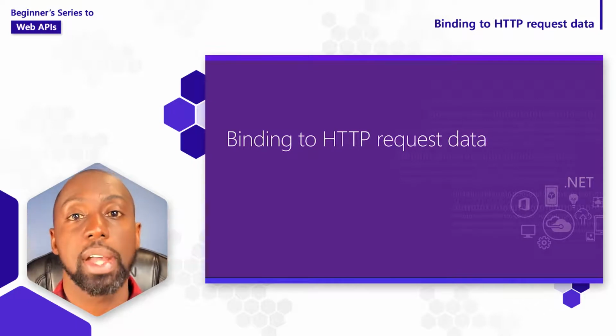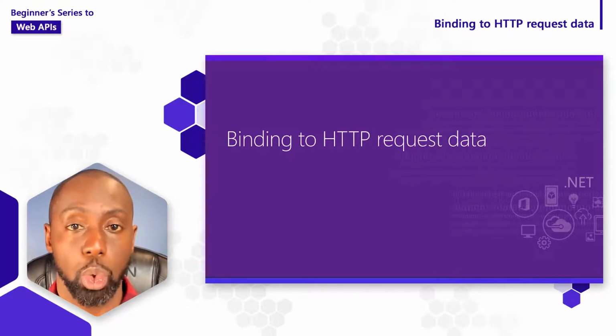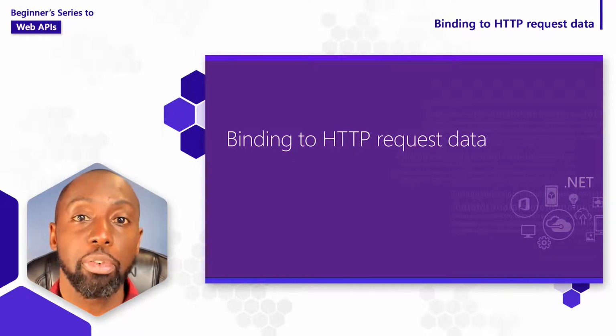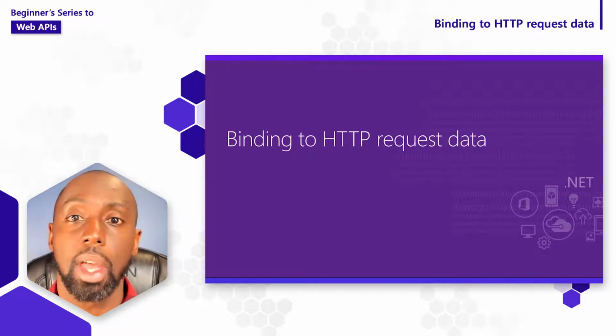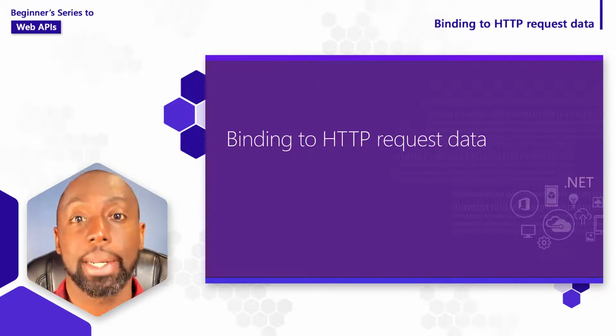ASP.NET Core defines a lot of interesting types and properties that we could use to inspect the incoming request. We can even define the types of information we want to pull out of the request and have provided to our action methods as parameters. And this process is usually referred to as binding.